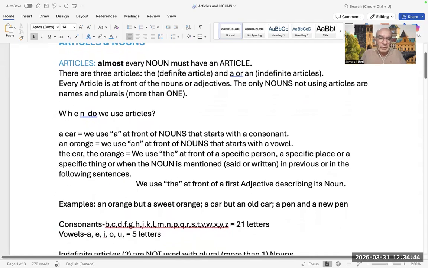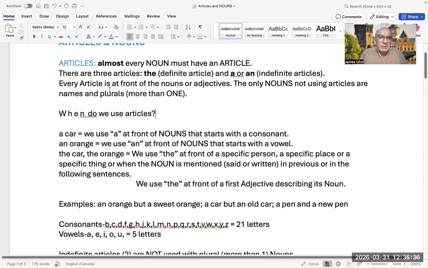There are three articles: the, which is the definite article, and a, and an, which are indefinite articles.